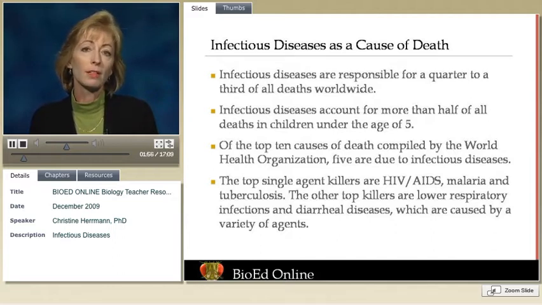In the United States alone, it has been estimated that the annual cost of medical care for treating infectious diseases is about $120 billion.